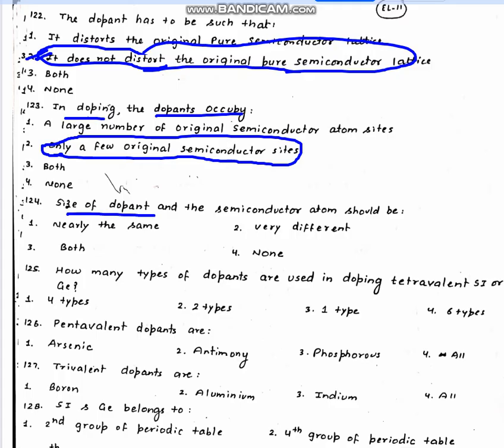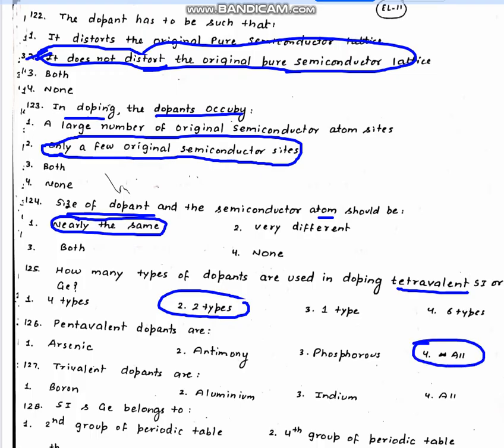Next is size of dopant and semiconductor should be nearly the same so that they can adjust well into the crystal. Next is how many types of dopants are used in doping tetravalent silicon or germanium. There are generally two types. One is either from the 13th group or from the 15th group. Next is pentavalent dopants. So pentavalents are group 15th elements which include phosphorus, arsenic, antimony. So these all are the pentavalent dopants. Next is trivalent, they belong to the 13th group which is boron, aluminum, indium. So all options will be correct over here.